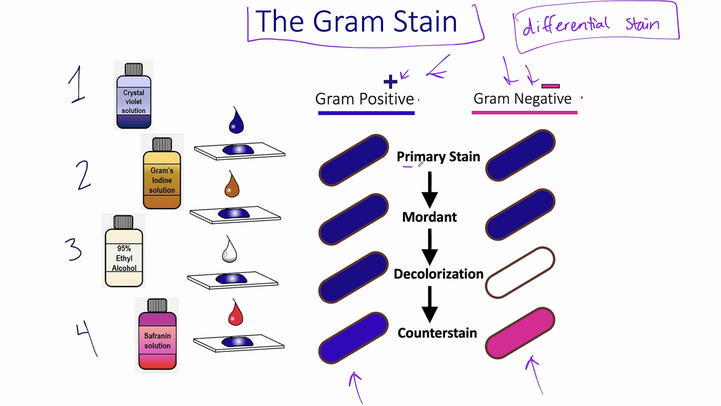Okay, so there's the primary stain, the mordant, the decolorizer, which finally lets you see differences between the 2, and then the counter stain, which stains a different color, a color that counters the other color, or the primary stain. Okay, so let's get into the details.